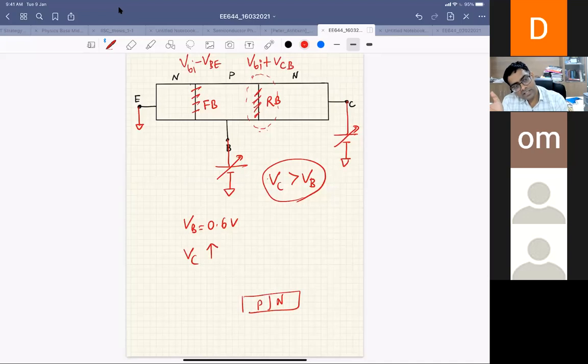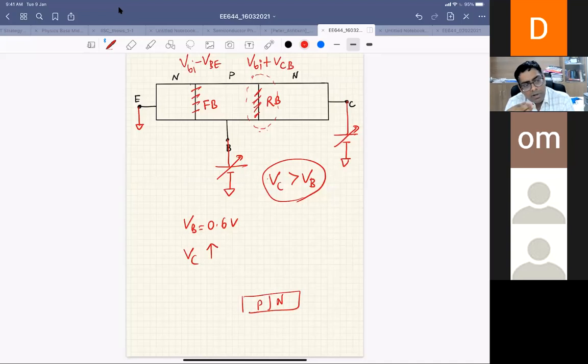The voltage drop across this junction is reduced, right? But the voltage drop across the collector base junction increases as you go on increasing the collector bias, right? That means the breakdown is more likely to happen in the collector base junction. That's why the reverse bias junction, right?